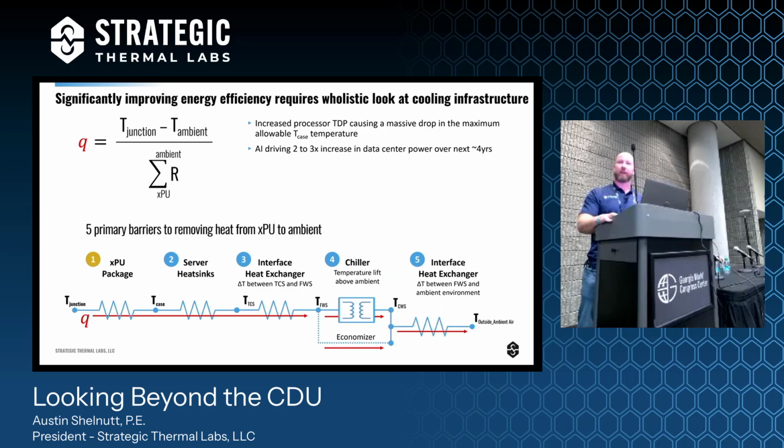Chillers, unlike the other thermal resistances in the stack, act a little more in electrical terms like a transformer. They're able to create a temperature drop, or a change in the temperature range, so a little bit different. And the final one is the interface heat exchanger between the condenser water supply of that chiller and the outside air. So we want to look at each one of those things individually and see how they overall impact the temperature rise of a junction within a processor.